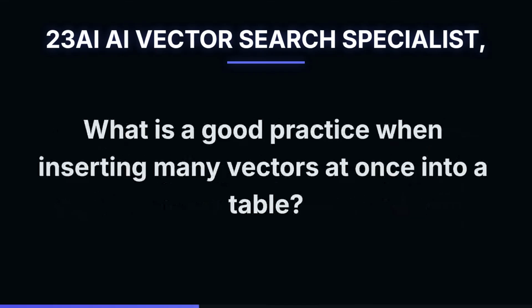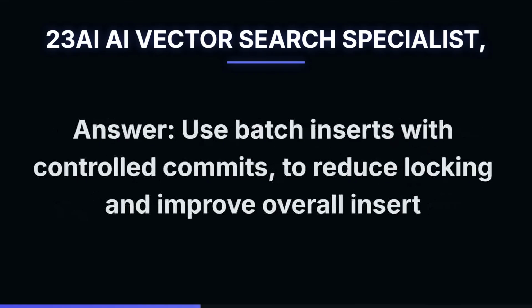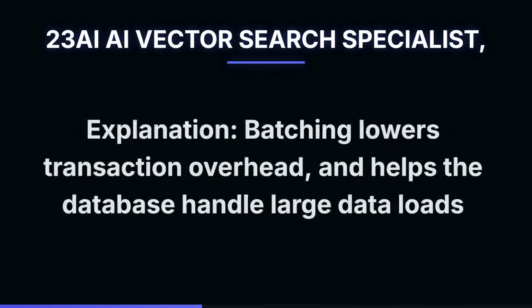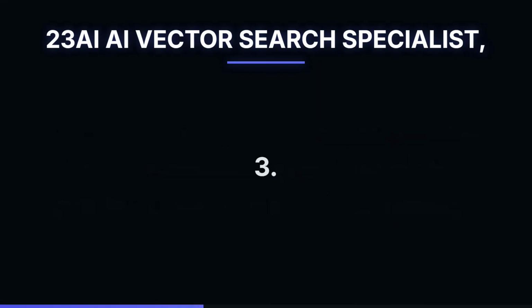2. What is a good practice when inserting many vectors at once into a table? Use batch inserts with controlled commits to reduce locking and improve overall insert throughput. Batching lowers transaction overhead and helps the database handle large data loads smoothly.